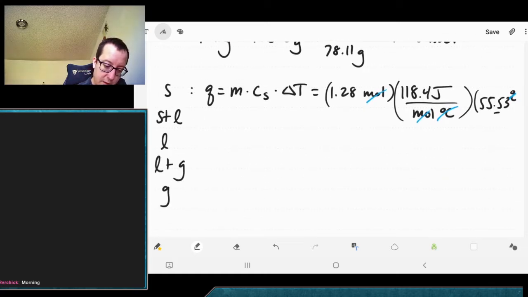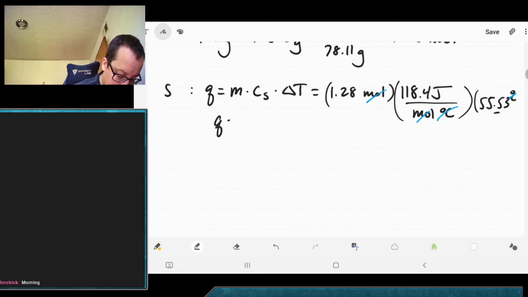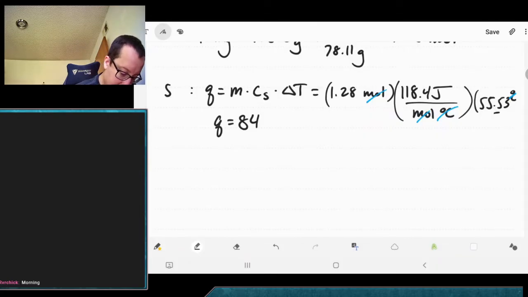I'm going to just move this stuff down because I'm out of room. So Q will equal 8410, well, with sig figs, we'll round it. So we'll just be good with that. And that's in joules. Exciting. Now to the melting one.